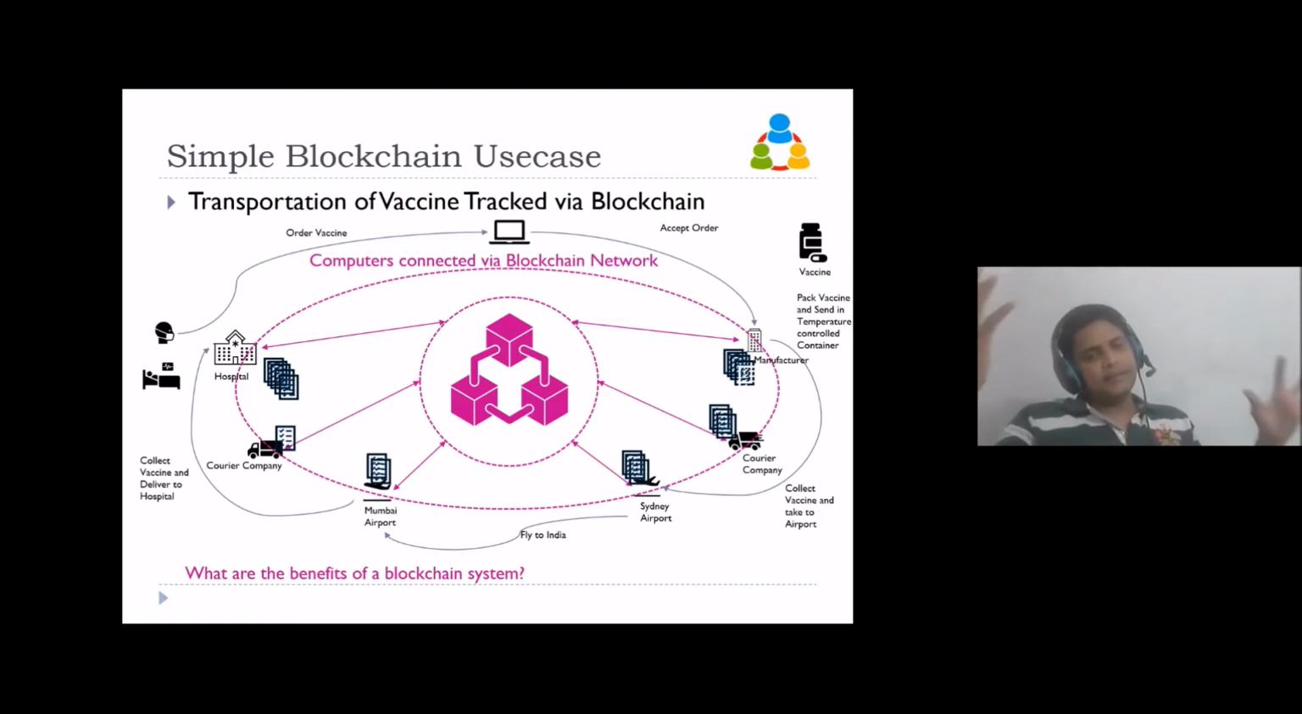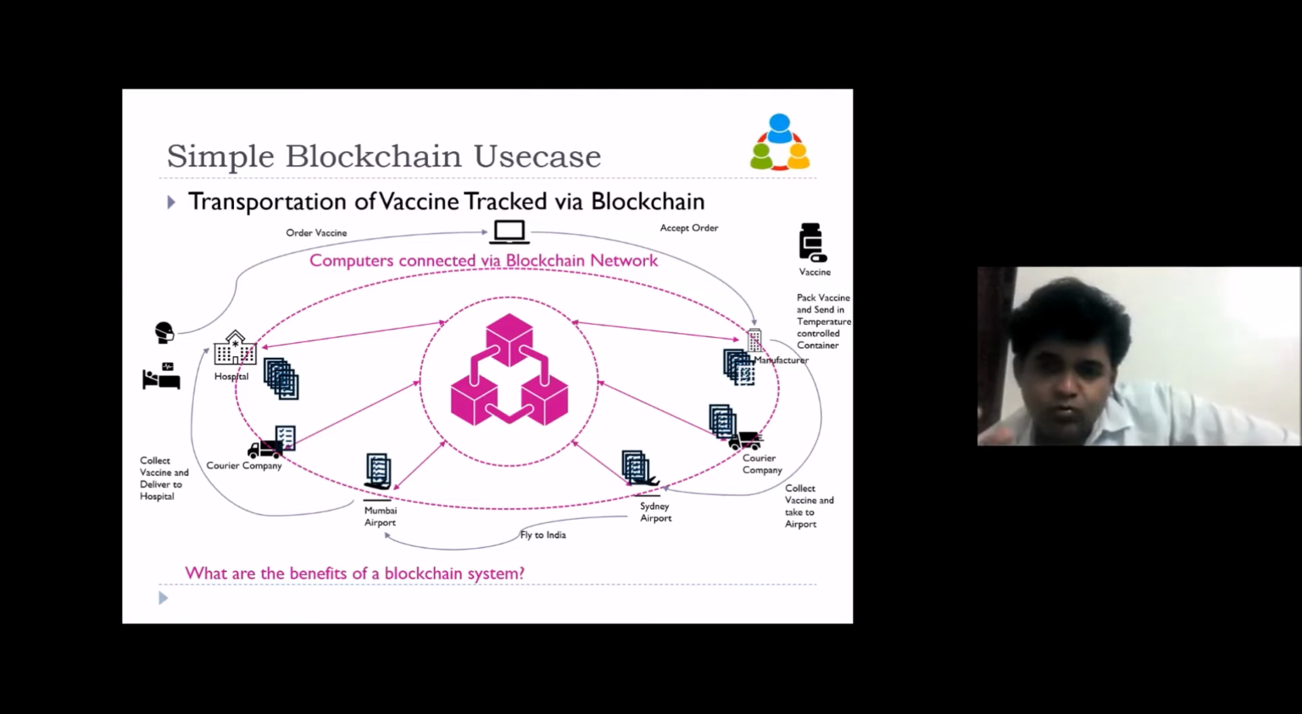Once all the data is copied onto your computer, it will be synchronized with the network. You will have the same set of data that others have. Then only you will be able to do any transaction. So you will get historic data.